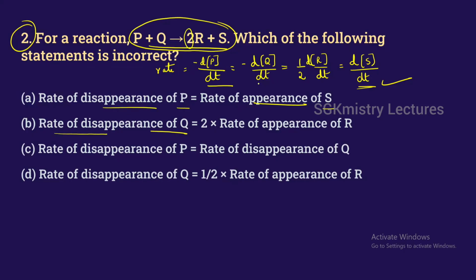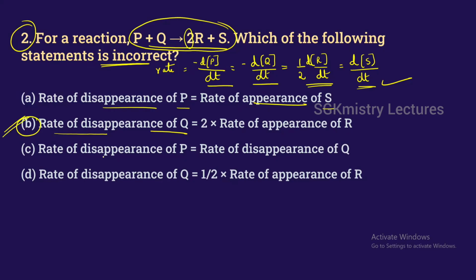Rate of disappearance of Q is equal to 2 into rate of appearance of R. It is not 2 into, it is half of appearance of R. Right. So this particular option is incorrect. Now the question is which statement is incorrect they have asked. So it is option B.